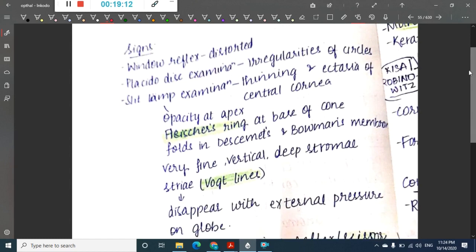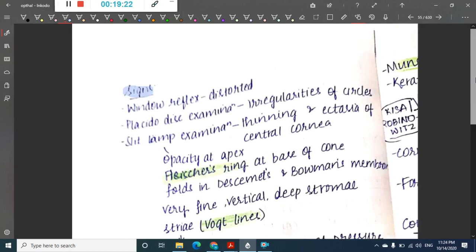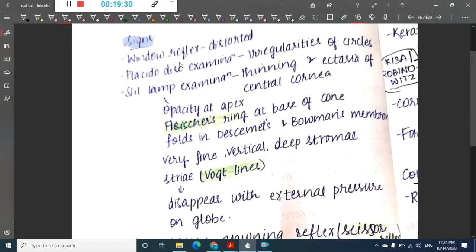Then we have something called the window reflex. What are the signs of corneal ectasia, which is keratoconus? The signs are, first, the window reflex is distorted. I'll show you the pictures of everything, just a minute. If you do Placido disc examination, the signs mainly include, first, the window reflex is distorted.